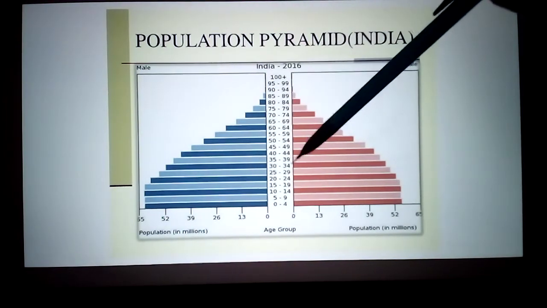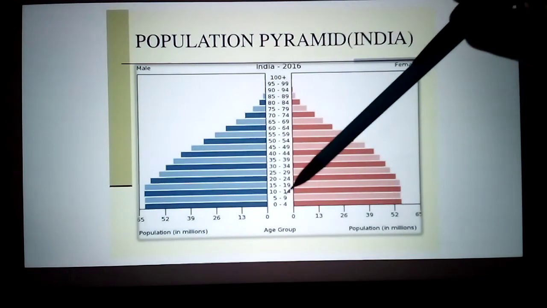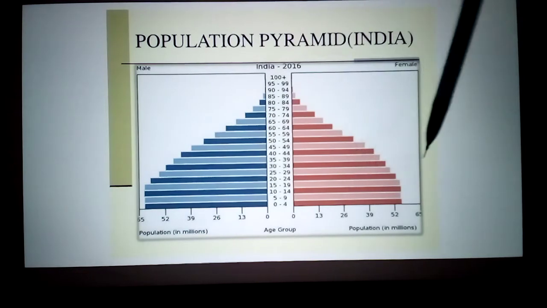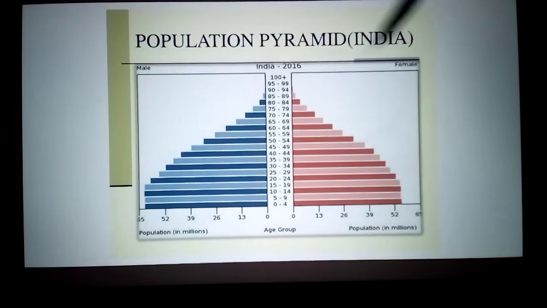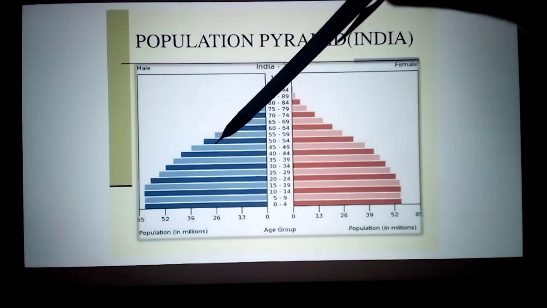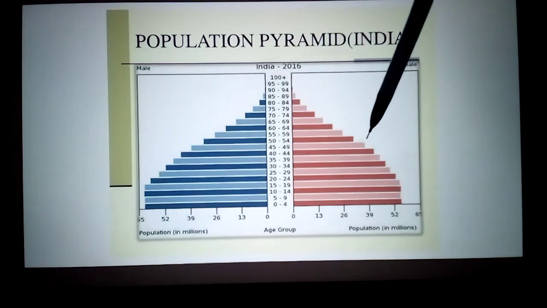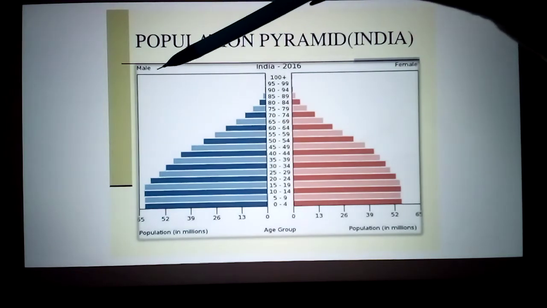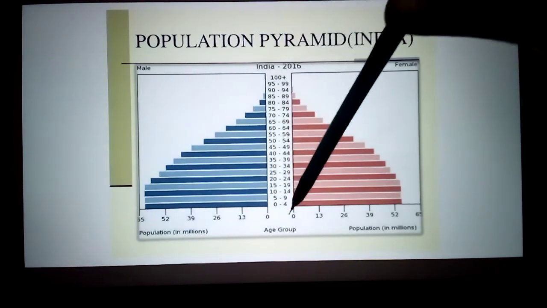See here, this is a graphical representation. You know, in a graph there is an x-axis and y-axis like that. Here, on the right side, they are showing the female population, and on the left side the male population. Next, here is the age group.